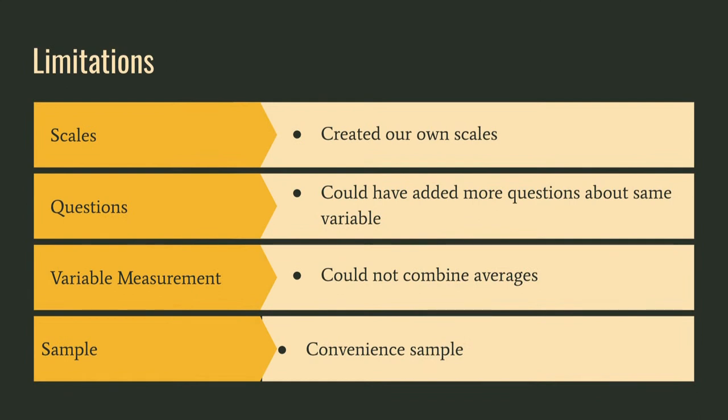So some limitations that we faced were that of our scales. We created all of our own scales, and we feel that if we had used scales that were previously created by scholars, it would have been easier to analyze our survey results. Also, when creating our questions, we should have created more questions that could combine our variables and their averages. We could not do that with the questions that we created. And then finally, we had a limitation when it came to sampling because we used a convenience sample, and when you use a convenience sample, you cannot generalize to a greater population.